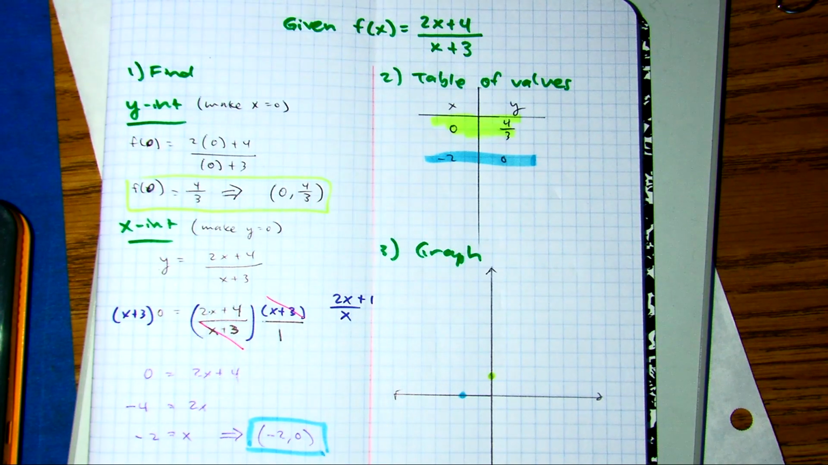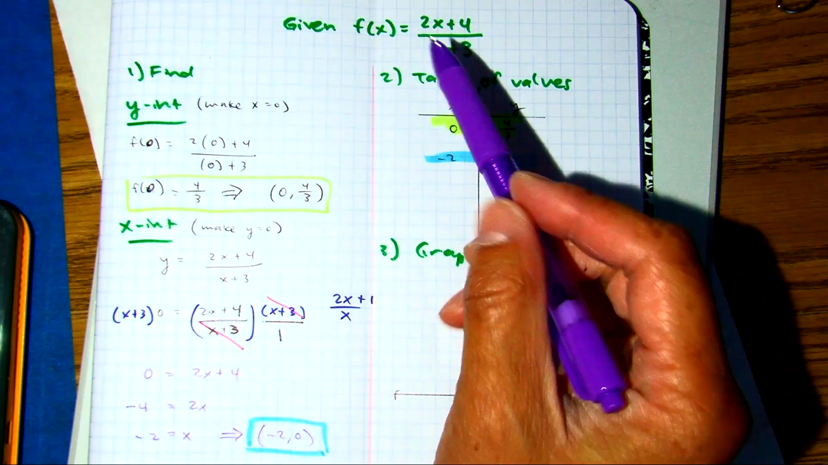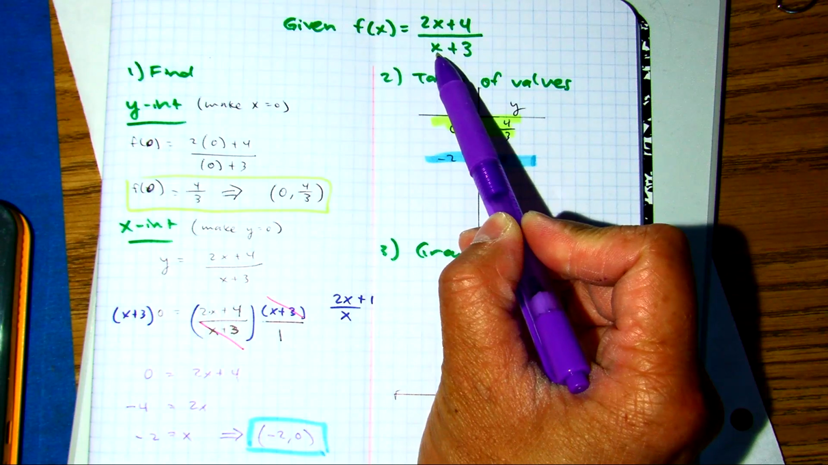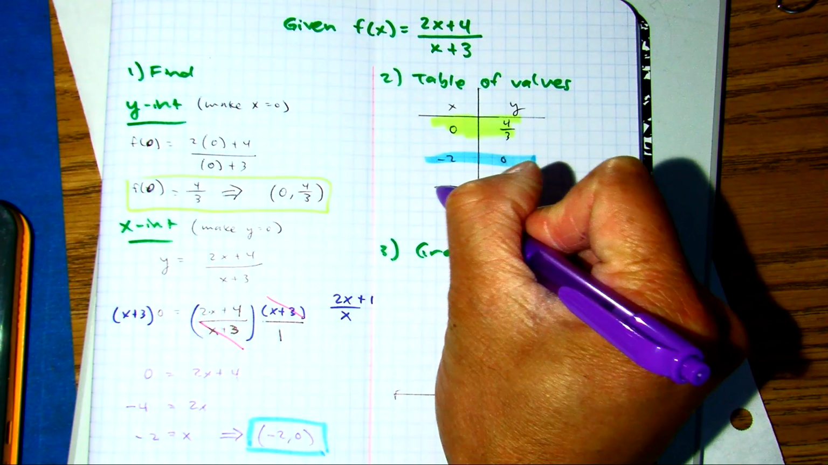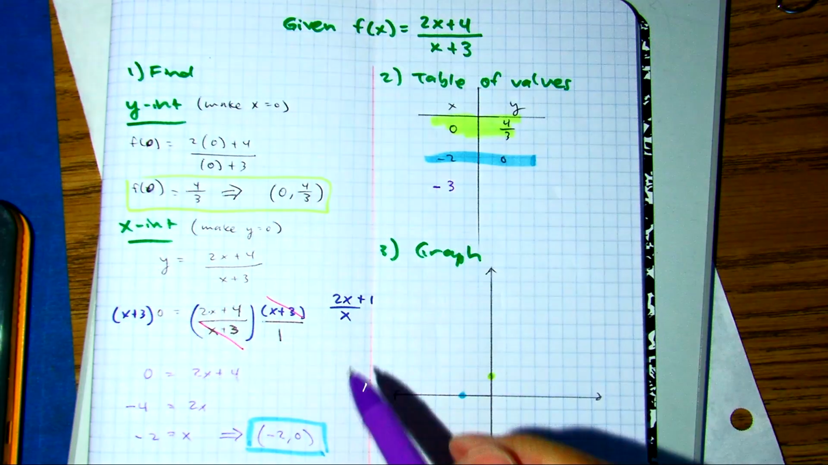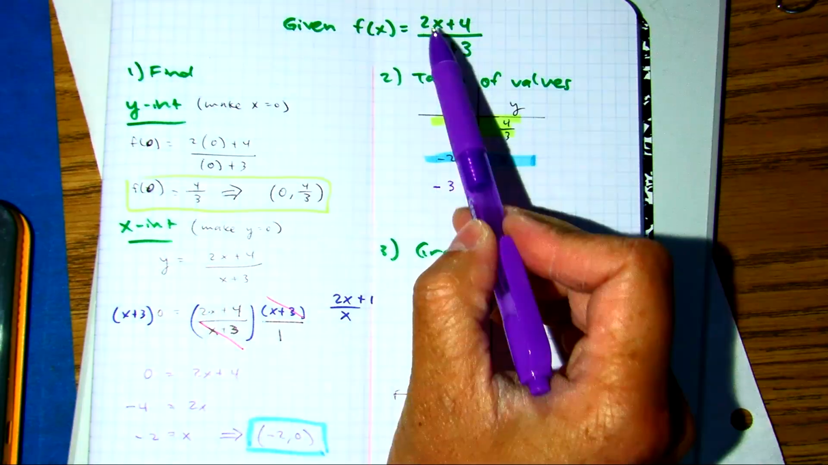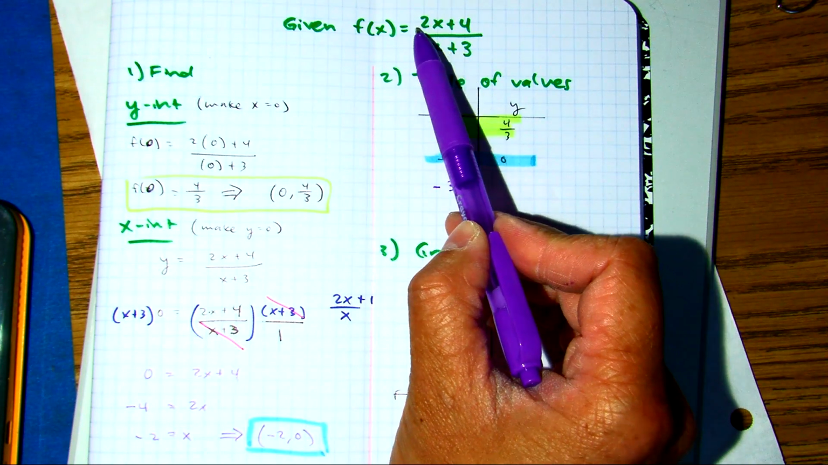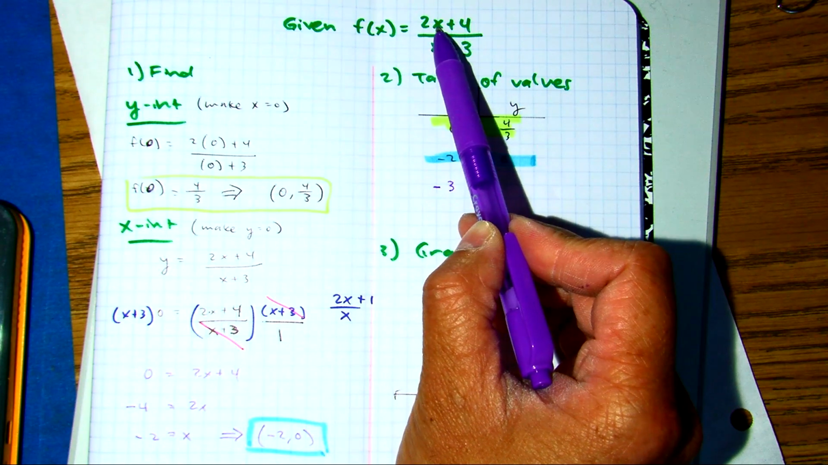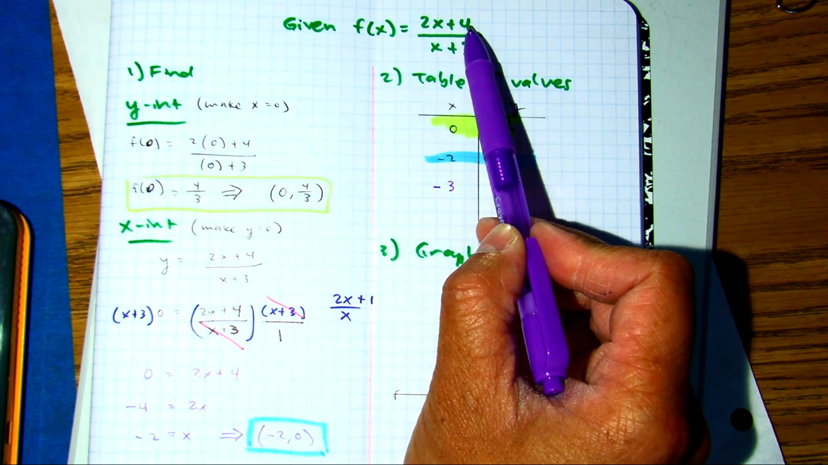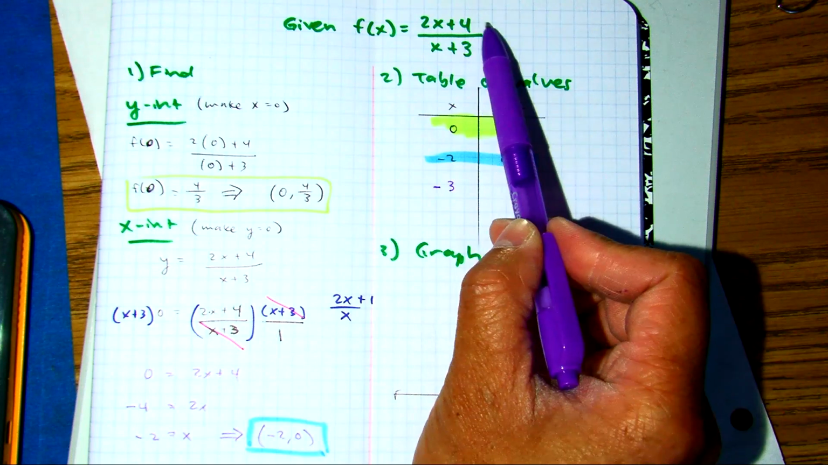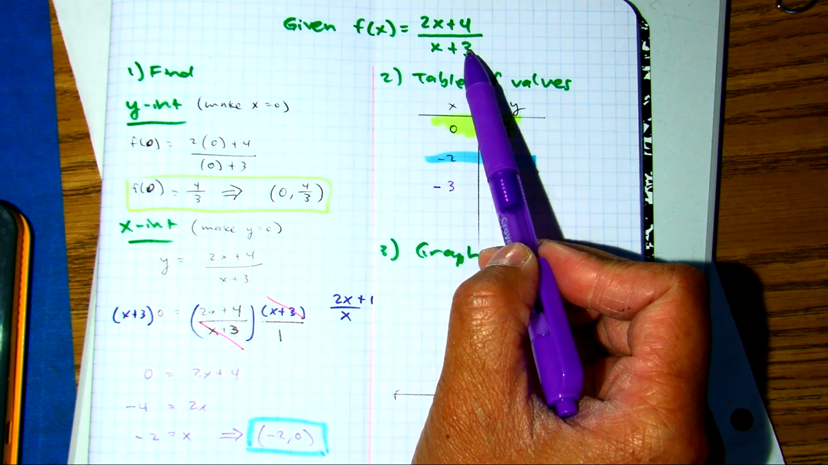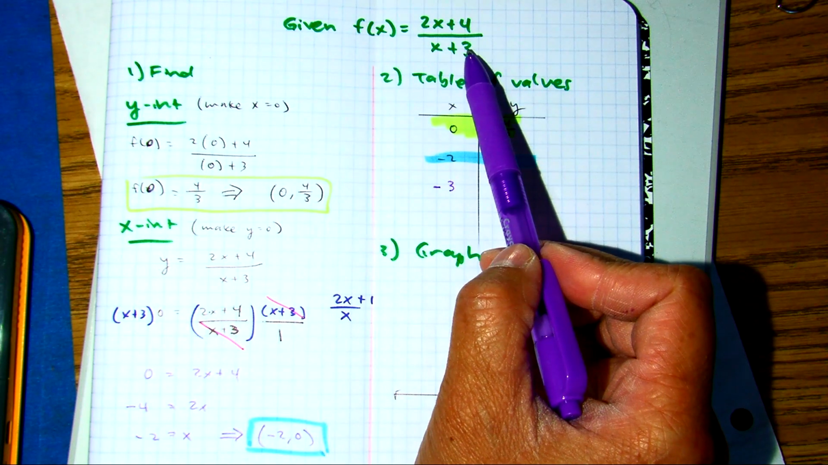Right there. Does someone think of a number? Negative 3. Watch. 2 times negative 3 is? Negative 6 plus 4 is? Okay, so we know that's negative 2, right? Negative 3 plus 3 is? Negative 2 divided by 0. Put in your calculator. Negative 2 divided by 0.